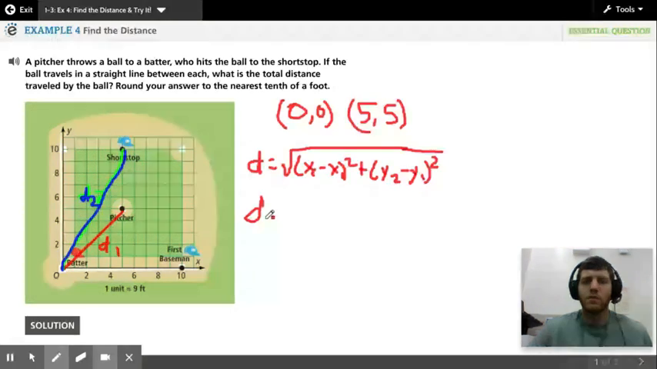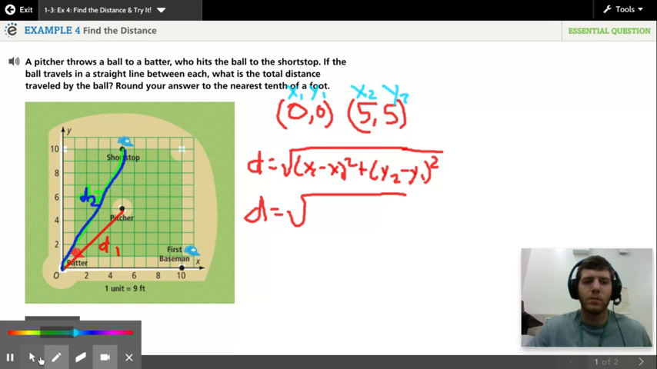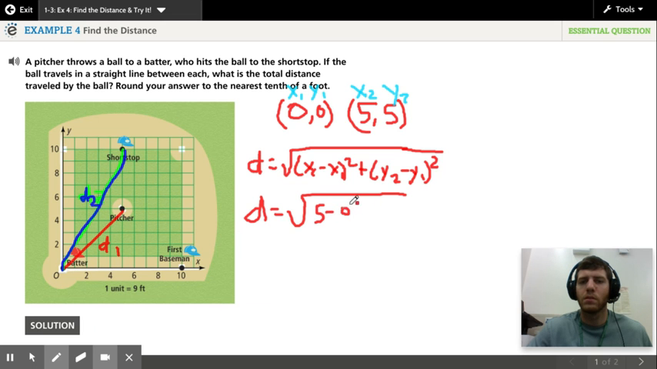Right, so we have distance equals x2 and x1, so that's going to be 0 and 5. Again, you can make this first one x1, y1 if you want, and x2, y2, or you can do it the other way. It doesn't matter. So I'm just going to do it the way I have it written. So x2 is 5, x1 is 0, so 5 minus 0 squared. And then y2 is 5, y1 is 0, so 5 minus, again, 0 squared.